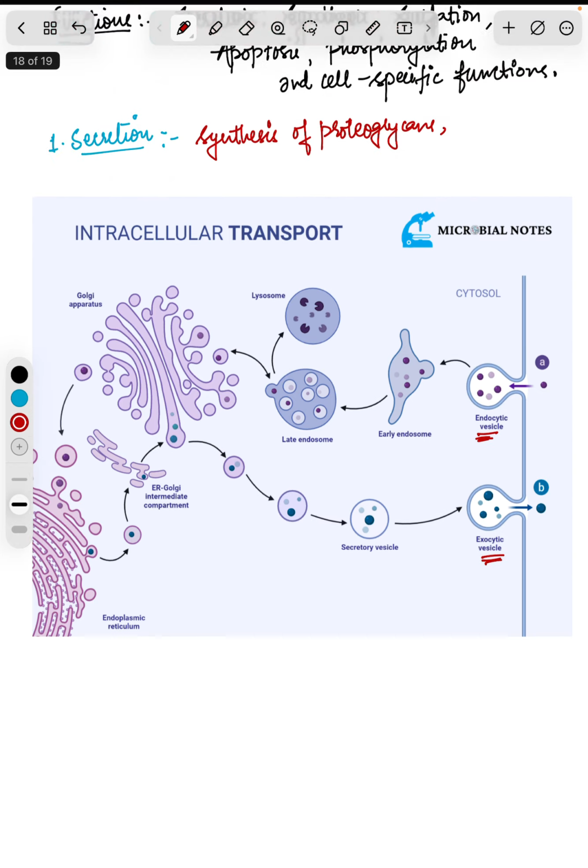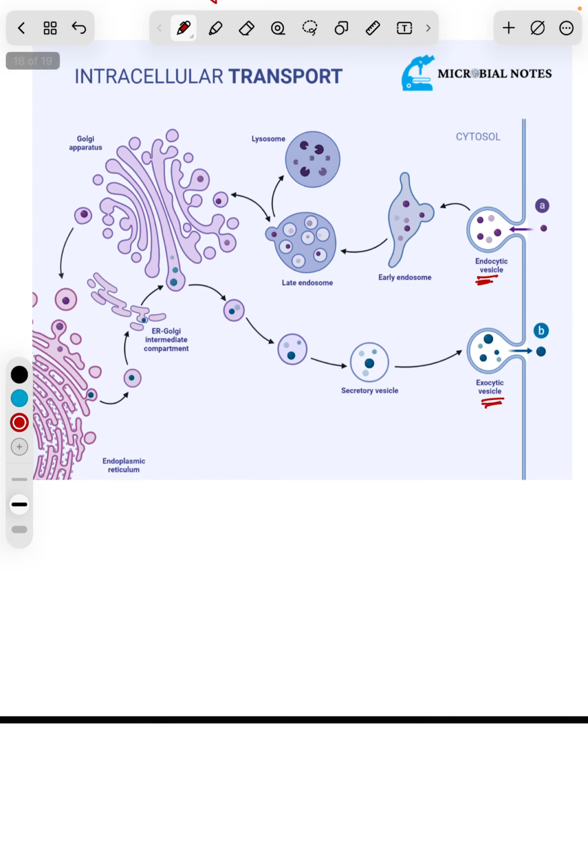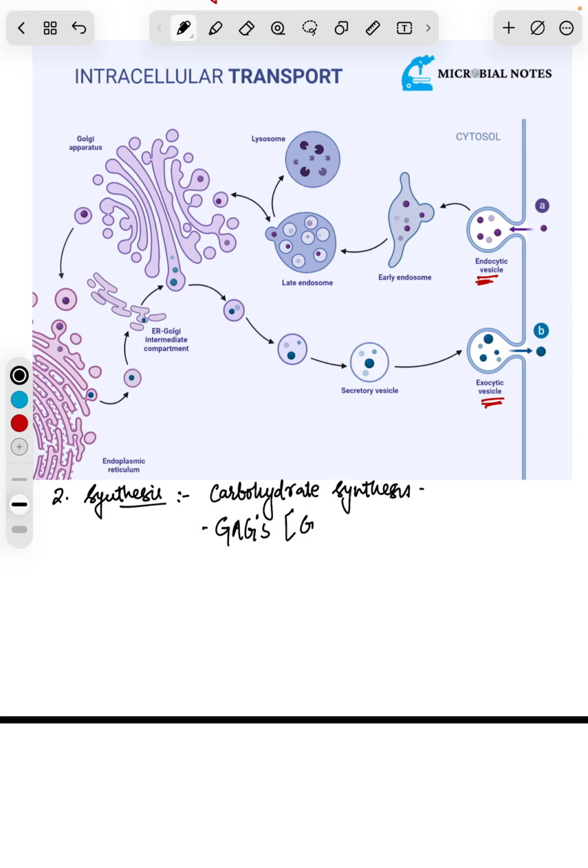Next function, that is synthesis, after secretion. It is a major site of carbohydrate synthesis, meaning carbs are getting synthesized inside the Golgi complex. This includes the production of glycosaminoglycans, known as GAGs in short.